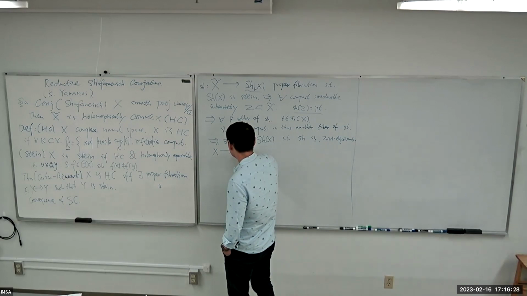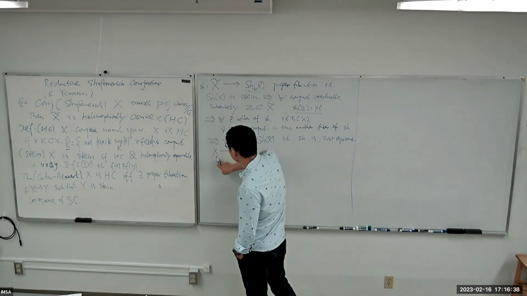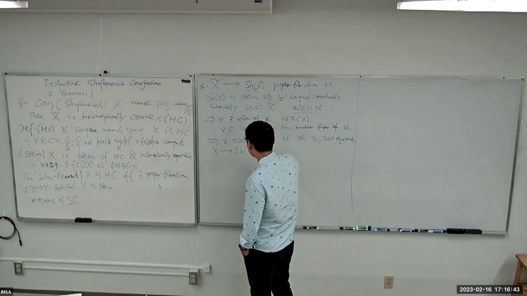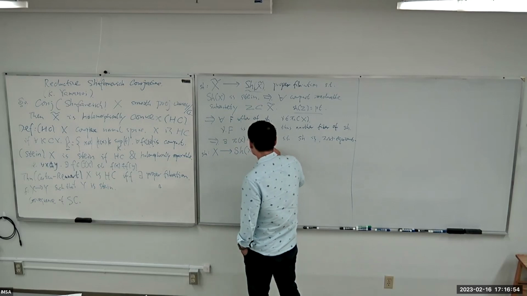So we take the quotient by this pi_1 of X. The quotient here will be just X. And the quotient here will be a compact normal variety. And then this morphism will be called the Shafarevich morphism.